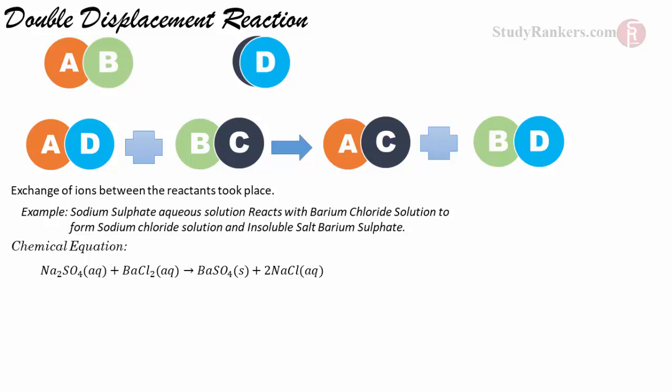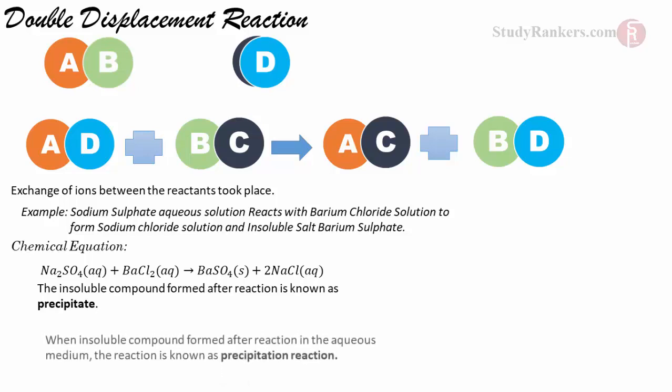Na2SO4(aq) plus BaCl2(aq) will change into BaSO4(s) plus 2NaCl(aq). The insoluble compound formed after reaction is known as precipitate.